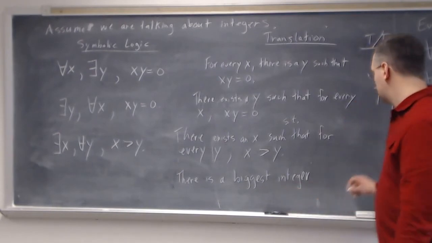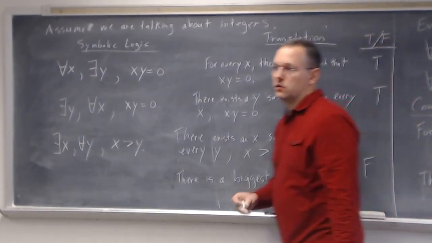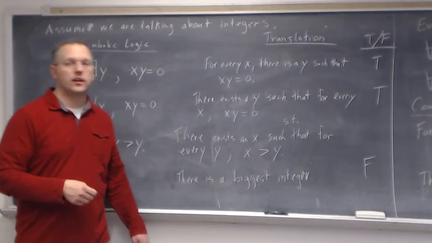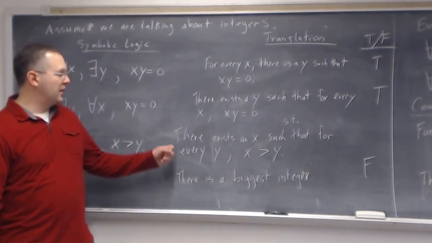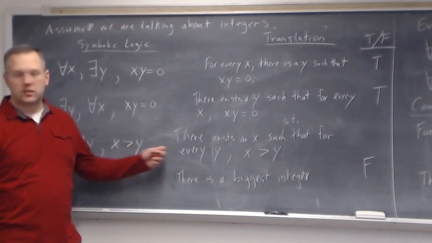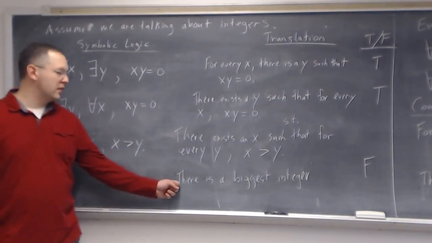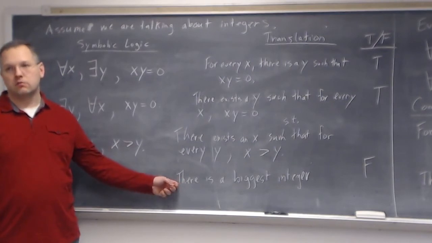No, that's false. There is no biggest integer. There is no x that's bigger than every other integer y. Okay, so that's a false statement. But you see how this is a more literal translation of these symbols? But wouldn't it be easier to say there's no biggest integer, right?